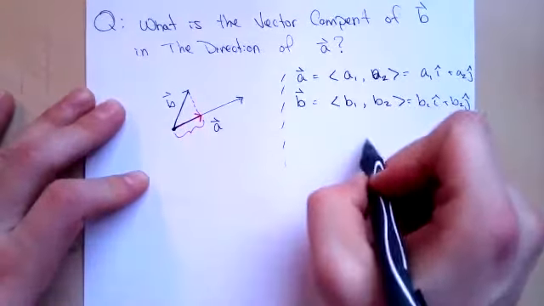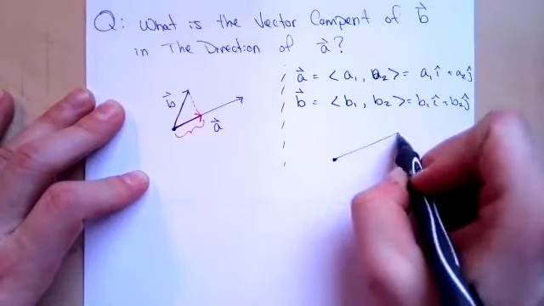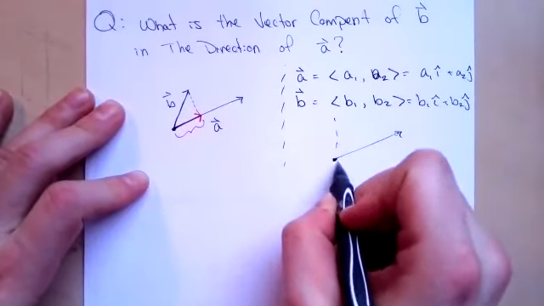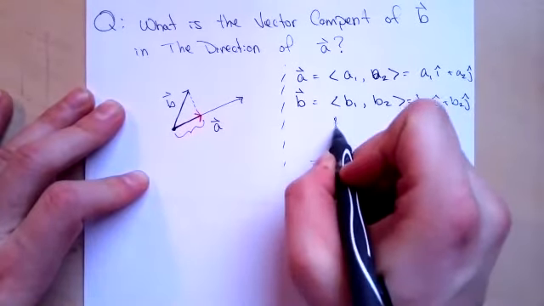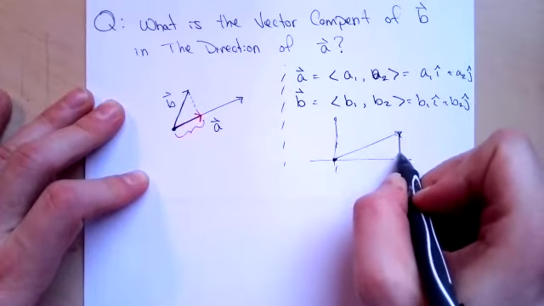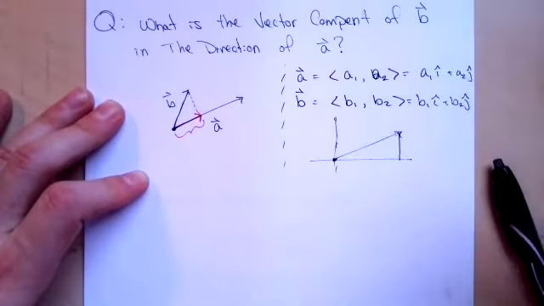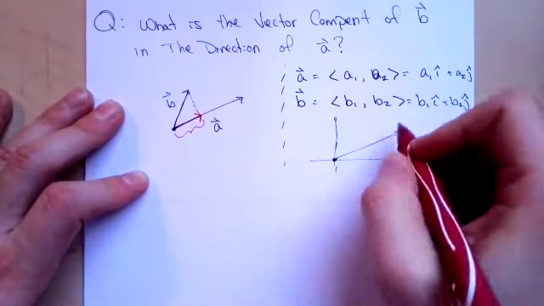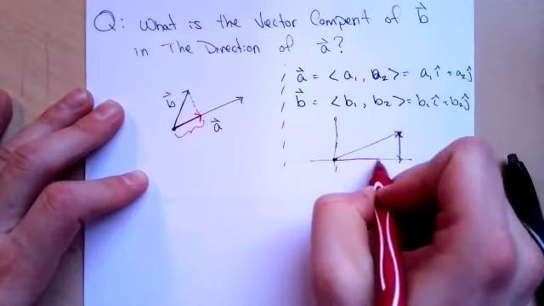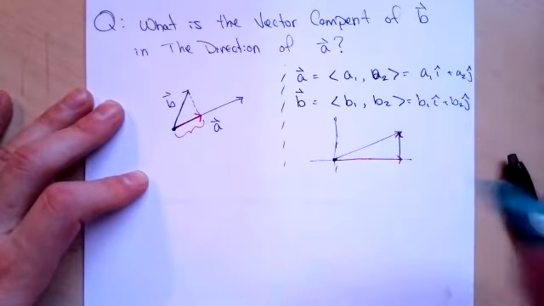So just a little aside here: if we have our framework, then we can break A down into its components in the x direction and the y direction. Maybe I'll use different colors for our x and y.